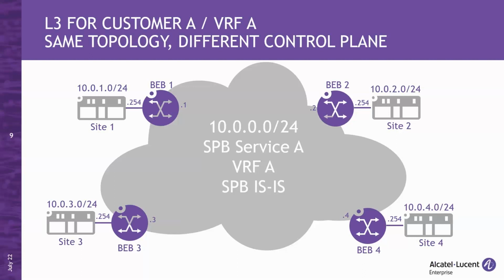When looking at this diagram, clearly the topology and the data plane are the same, and we still reserve a VRF for each customer. The only difference is we are no longer adding an OSPF routing instance for each customer VRF. We are simply reutilizing the already existing SPB ISIS routing instance, which is perfectly capable of keeping customer routes isolated from one another.